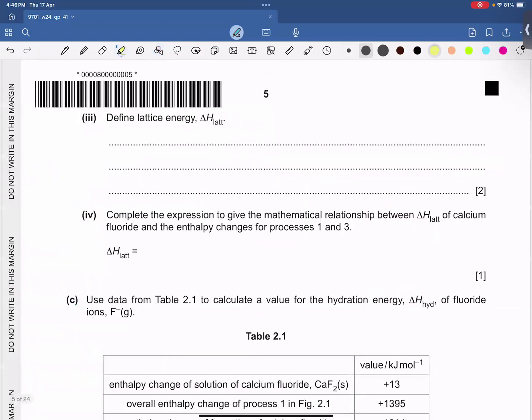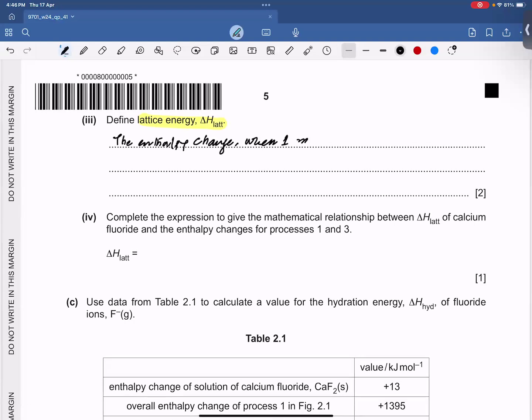Okay, next is define lattice energy. The enthalpy change occur when one mole of ionic solid is formed from its gaseous cation and anion under standard condition.